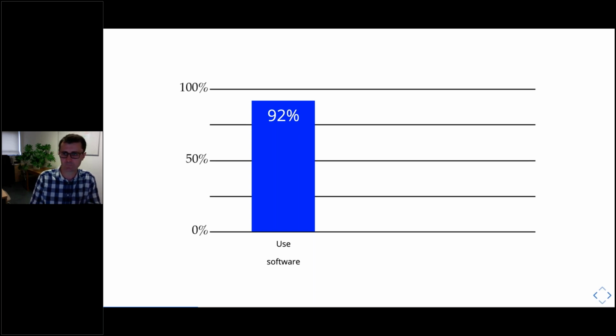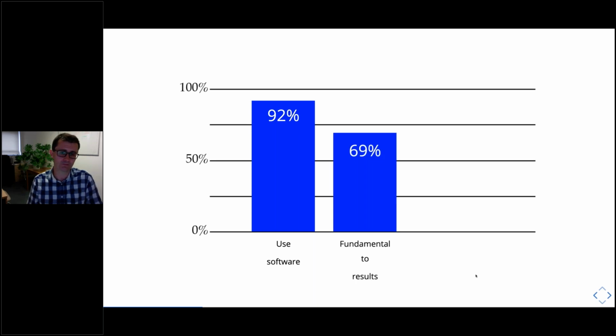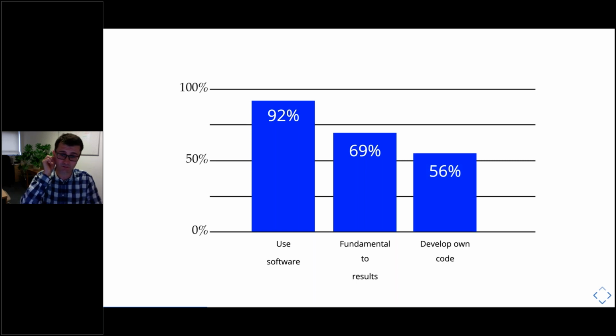And we defined research software as software that you used to generate a result which you intended to end up in a publication. So this is not just somebody using a browser to look for competing publications. It's a proper use of software to generate a result. More interestingly, 69% said that the software was fundamental to result generation. So if you remove software overnight, you lose almost 70% of the research that's conducted within the UK. And we found that 56% were developing their own code.